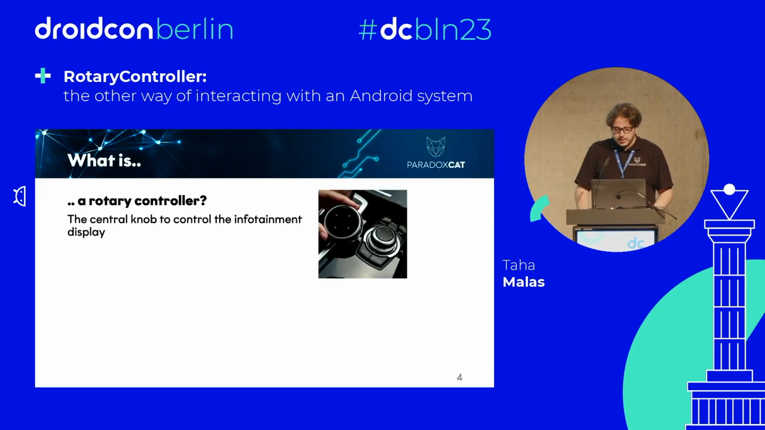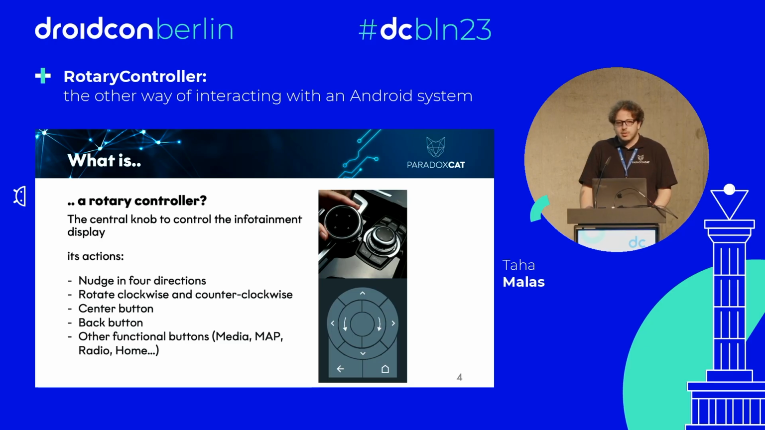So what is it in regards to hardware? It's basically a knob, a central knob near the transmission lever, near the driver, to interact with the infotainment display mostly. And this should be the main display that you have in a car.